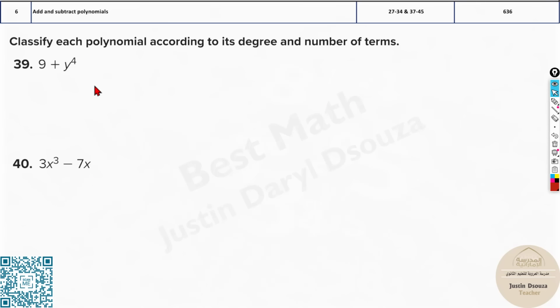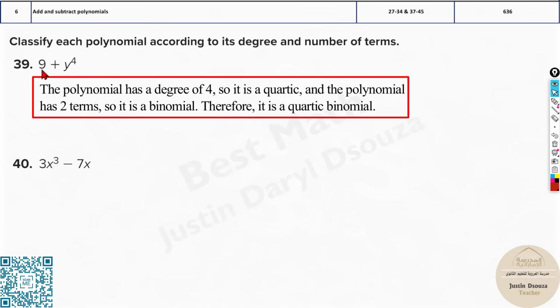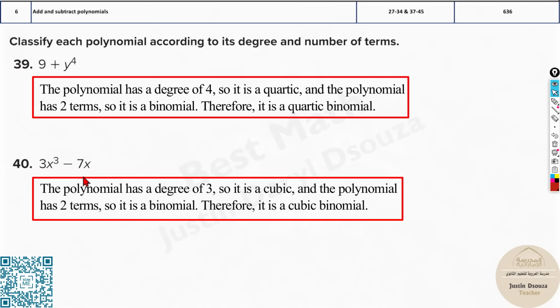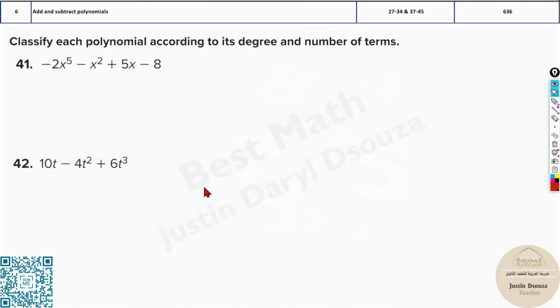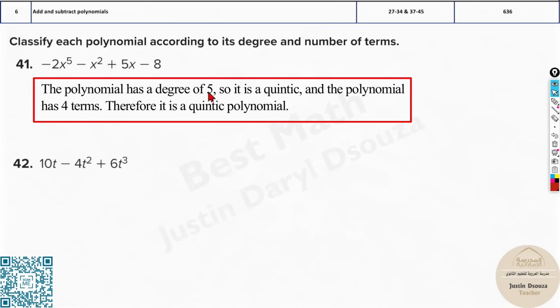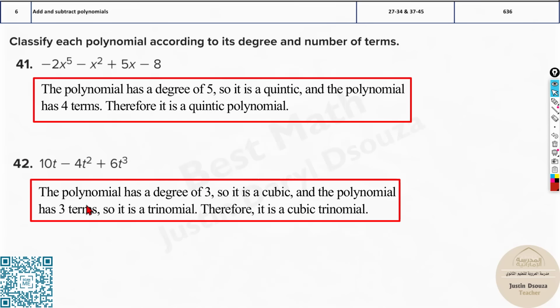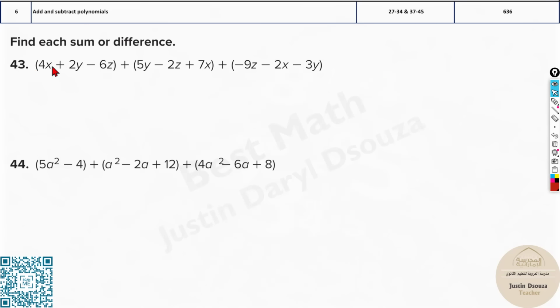Now what about the third one? Degree is 4, easily, and the terms are 2. It's binomial. What about this? Degree is 3 and 2 terms. How many degrees are over here? 1, 2, 3. Sorry, 5 degree, 4 terms. Degree is 5, terms are 4. Terms are 3, degree is 3. Both 3, 3. And now we have to again find the sum and difference.